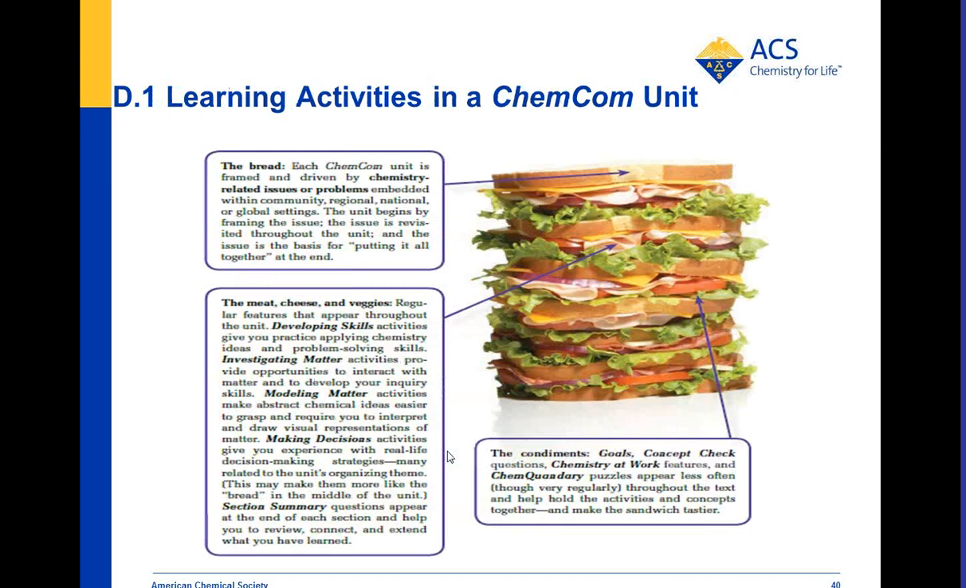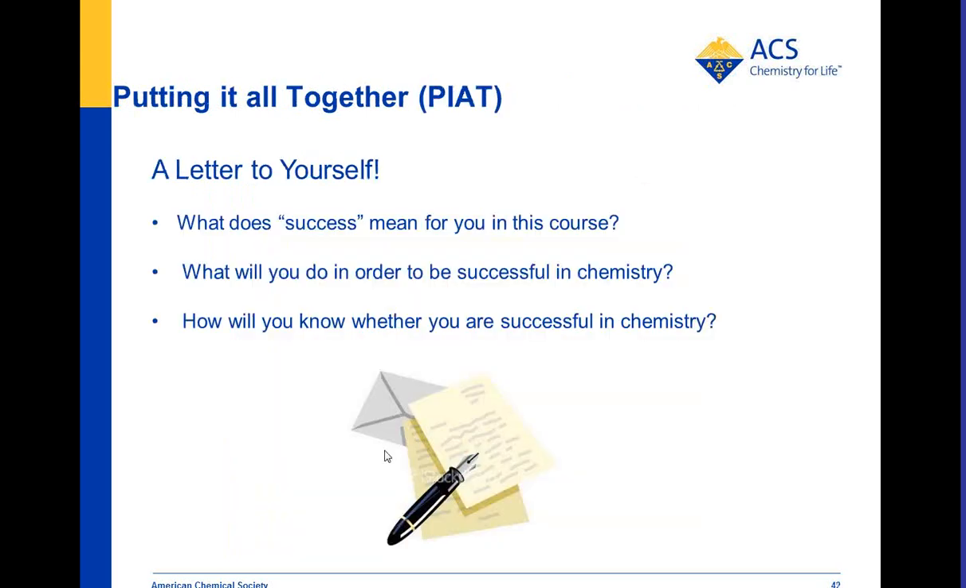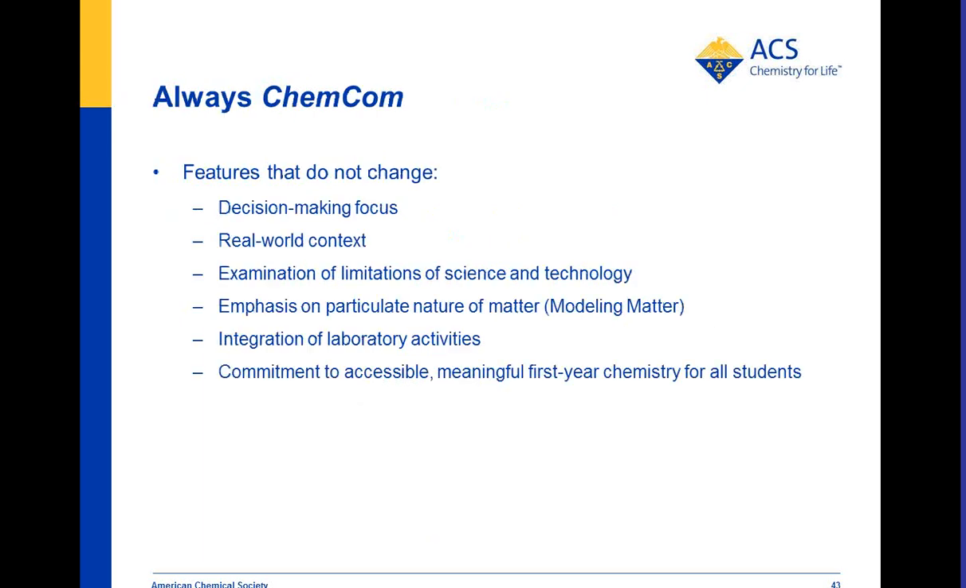And then you get the students in groups, and they're actually going to walk through each of the 7 units. Each group is going to look at a different unit, and they're going to pull out some of the things, like what is the challenge in the unit? Tell us where one developing skills is. And then finally, they're putting it all together to write a letter to themselves, talking about what is success, what do they need to do in order to be successful, and then how will you know if you're successful. And a lot of teachers collect that, and then they seal it, and then the student actually reads that at the end of the course as well.